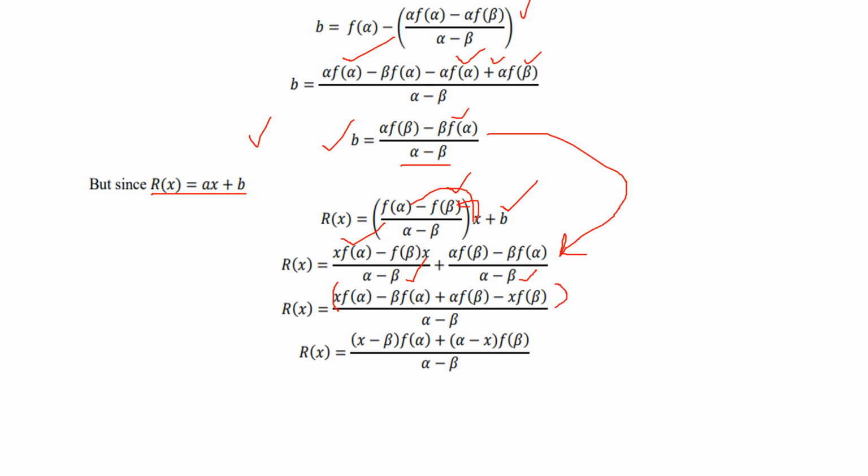Now we collect like terms according to the function. If you look at the terms with f of alpha, they have something in common. So if you factorize out the components having f of alpha, you remain with x minus beta times f of alpha, then plus, if you factorize out components having f of beta, you remain with alpha minus x times f of beta, divided by our LCM, which is alpha minus beta. Now if you look at what they told you to prove, this is the same expression, and hence solved as required. So that was it for that number.